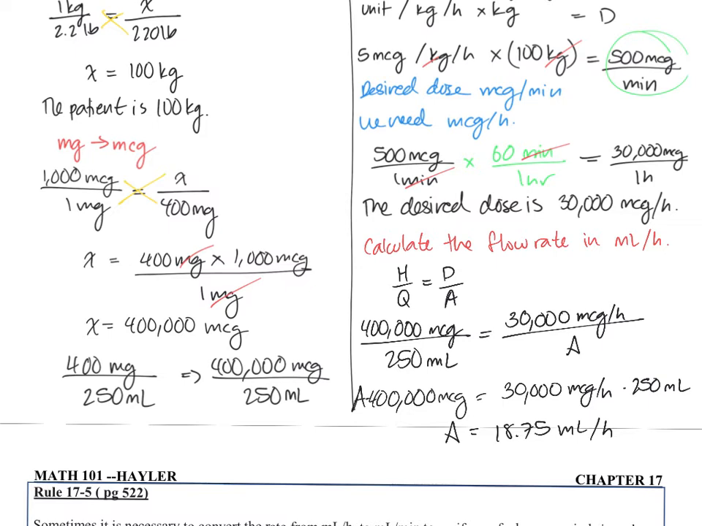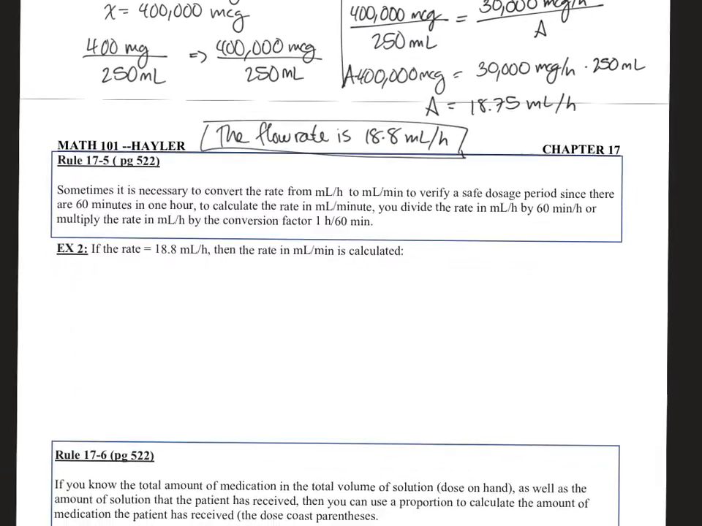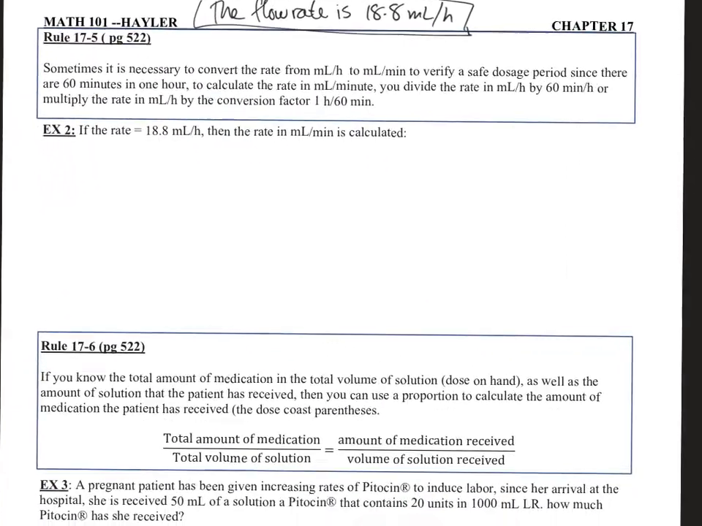We need to round this to the nearest tenth, which would then be 18.8. So the flow rate is 18.8 milliliters per hour. A large number of steps there, but everything so far has built up to this. Okay, let's take a look at the next rule.